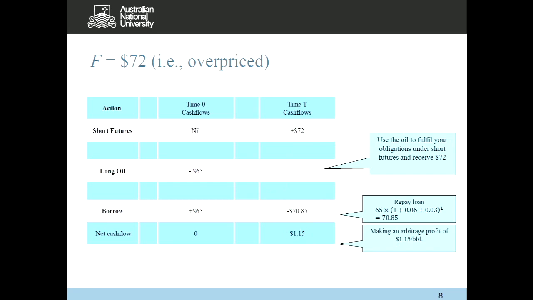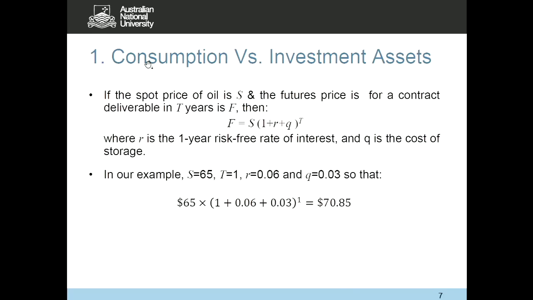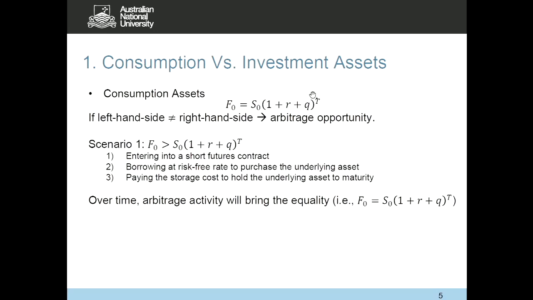We made that $1.15 for nothing. Why? Because look at this column here. When you sum up the cash flow in the first column, it cost us nothing to set up this strategy. And in 1 year's time, we made $1.15. So that's why I call it arbitrage profit. You made money for nothing. Now, because you're making money for nothing, everybody would love to do it. If everybody is doing that, then this overpriced future price will equal the right-hand side.